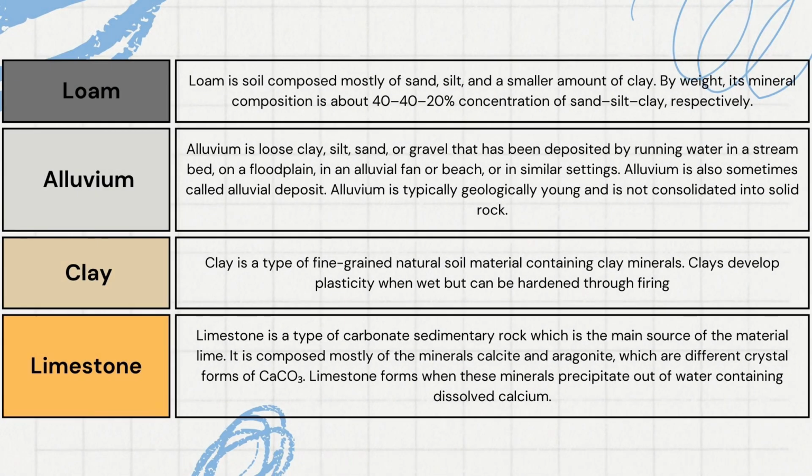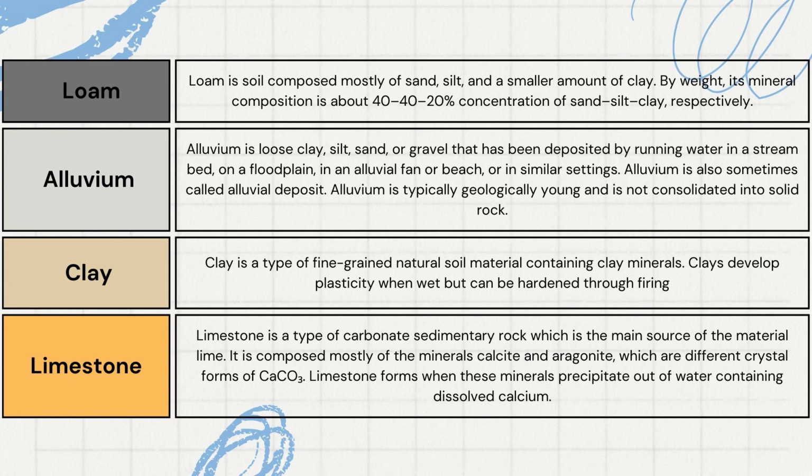Silt typically feels floury when it's dry, and rigid when it's moist. Next is loam. Loam is soil composed mostly of sand, silt, and a smaller amount of clay. By weight, its mineral composition is about 40 to 20% concentration of sand, silt, clay. Next up is alluvium. Alluvium is loose clay, silt, sand, or gravel that has been deposited by running water in a stream bed, on a floodplain, in an alluvial fan or beach, or in similar settings. Alluvium is also sometimes called alluvial deposit.